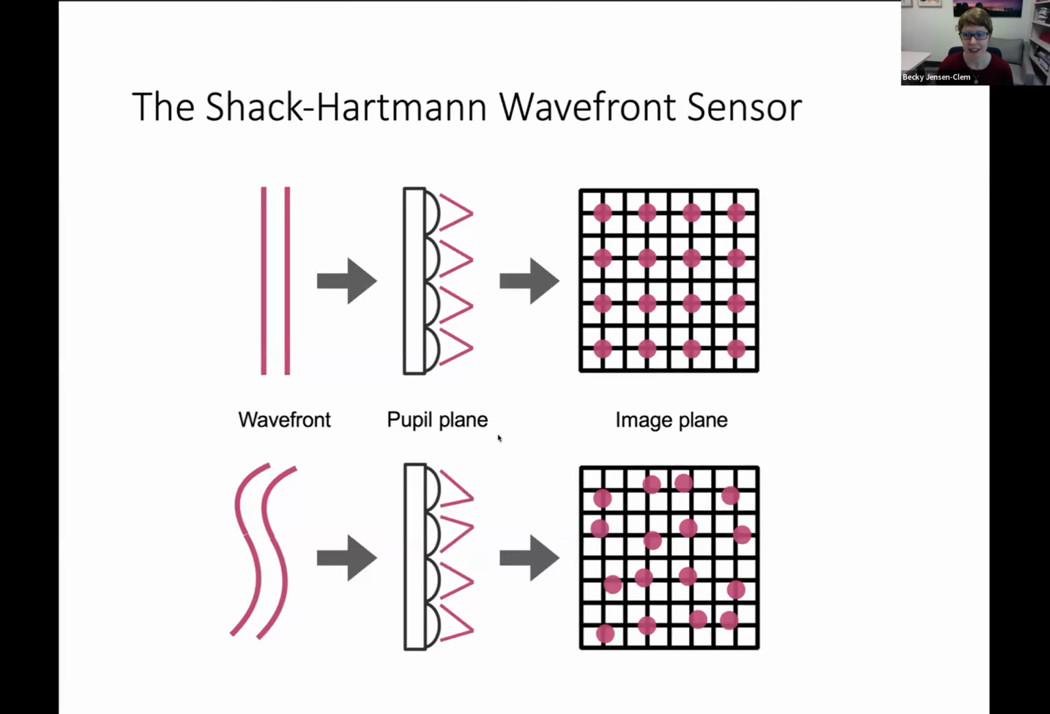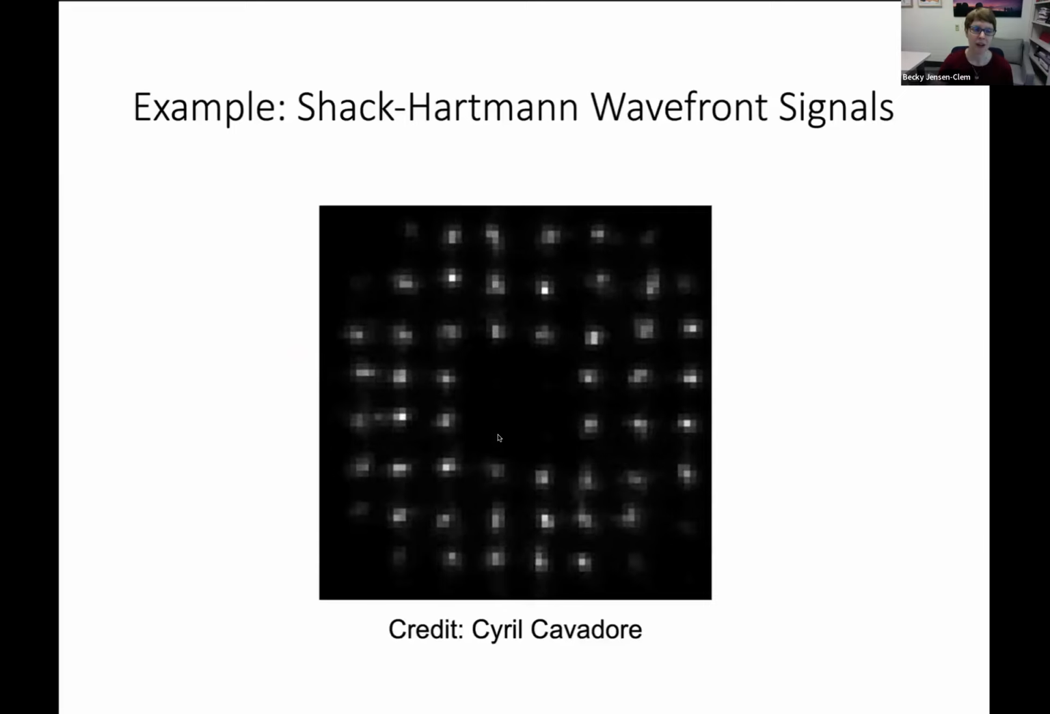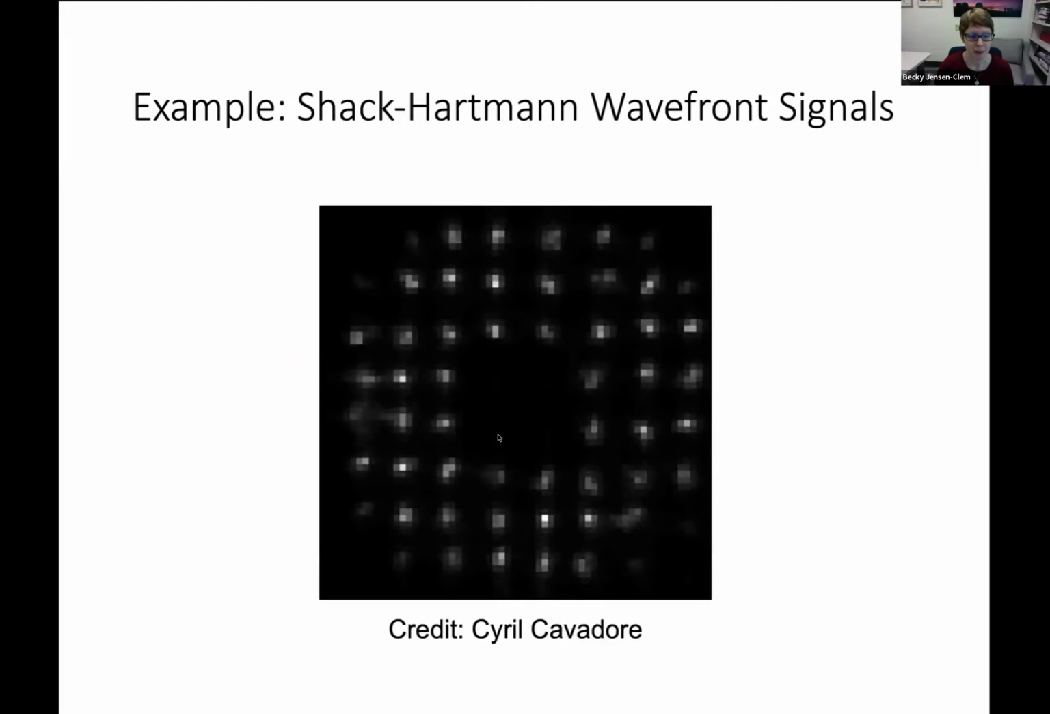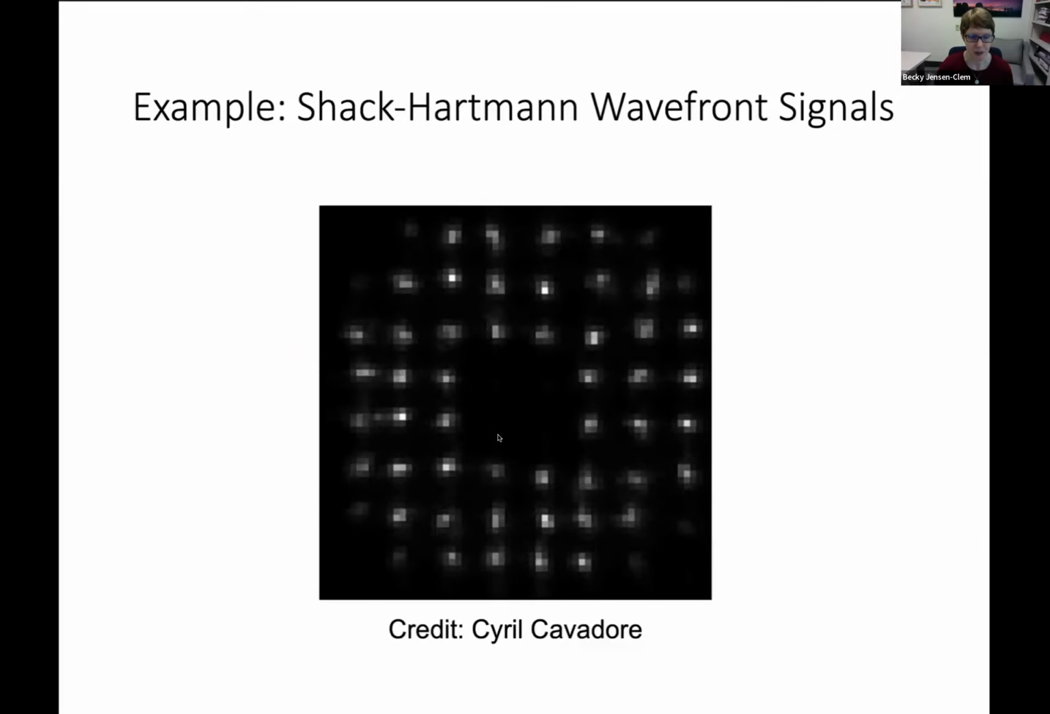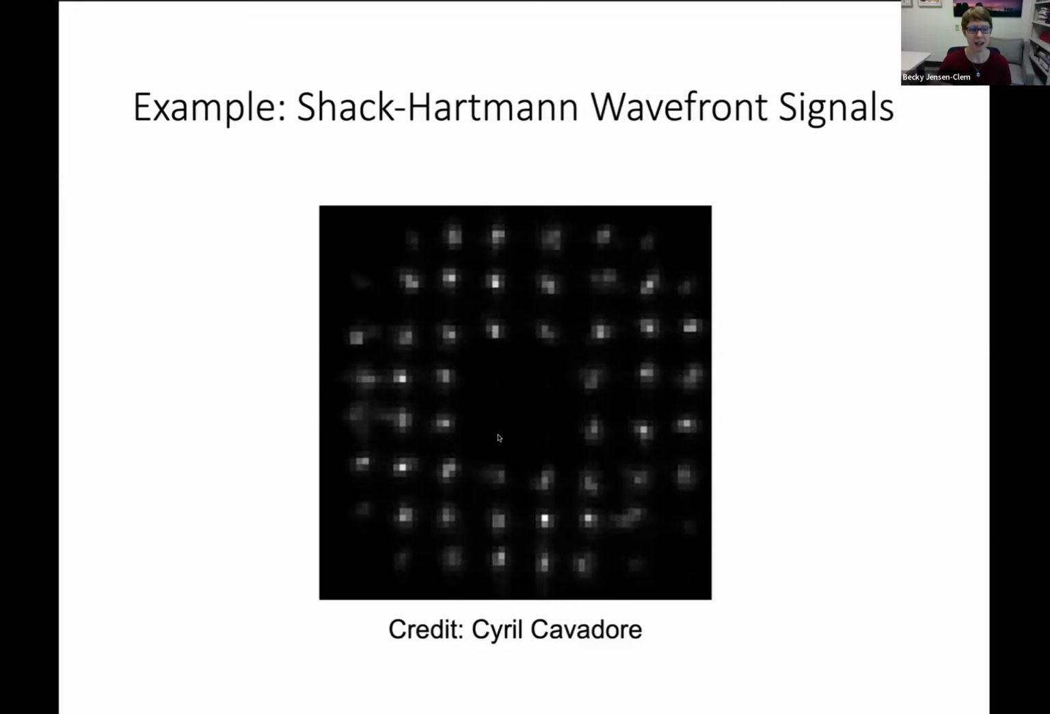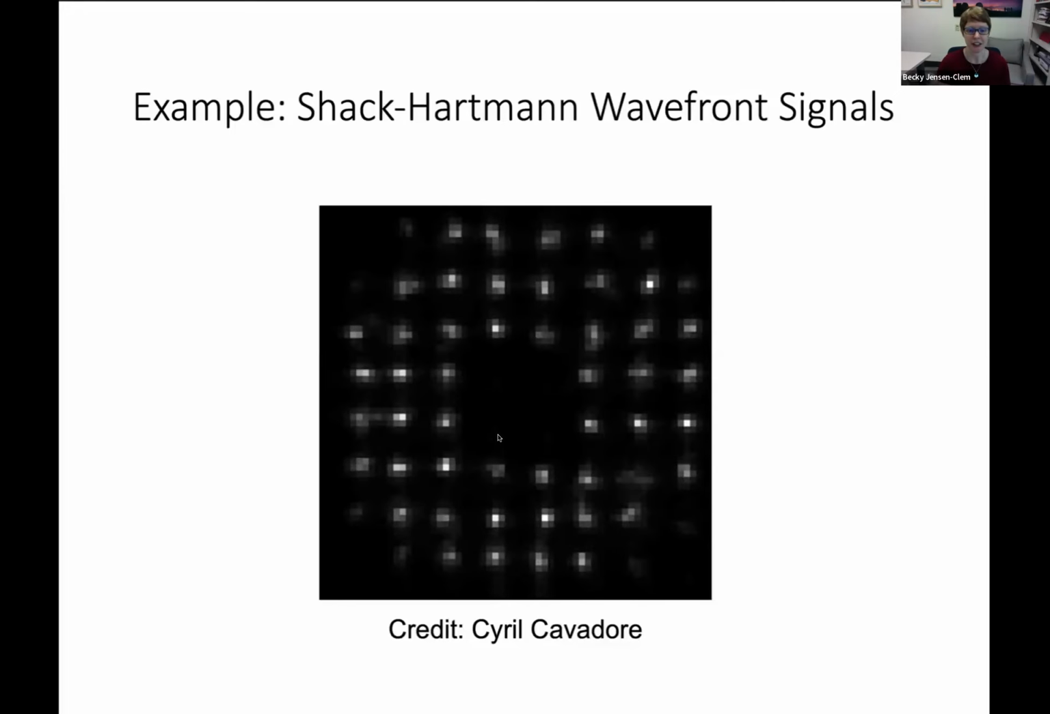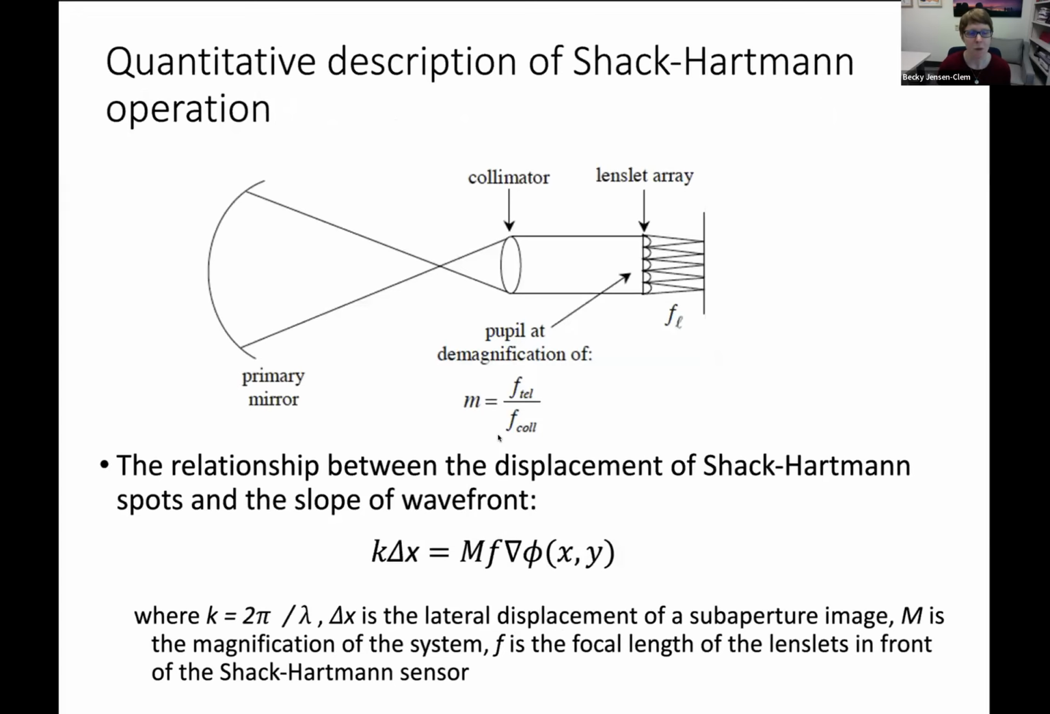So here is an example of how real-time Shack-Hartmann wavefront sensor data would look. So you see all of these different spots whose centroids are varying over time with atmospheric turbulence. So let's talk in a little bit more detail about how we would actually reconstruct the shape of the wavefront using a Shack-Hartmann wavefront sensor.